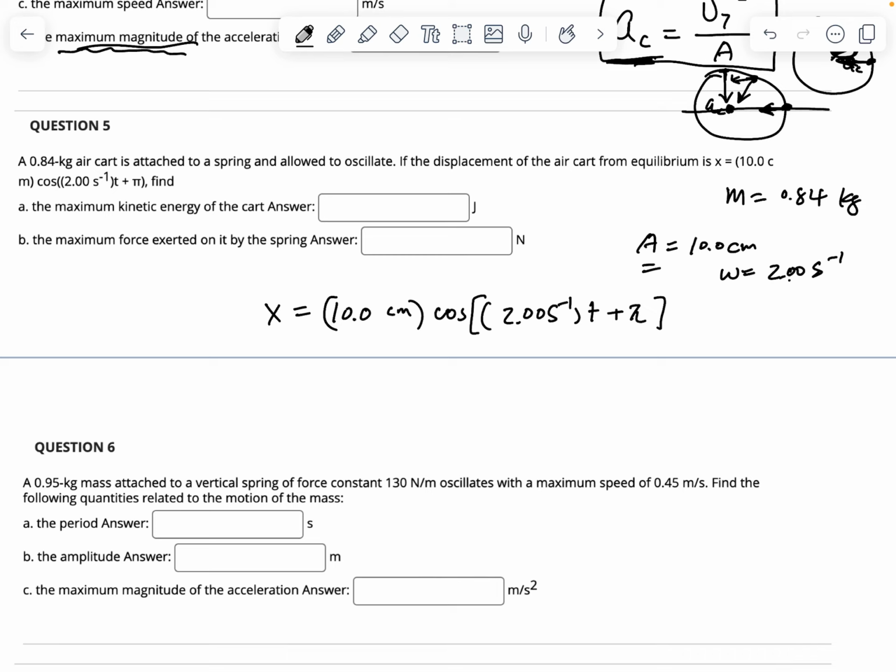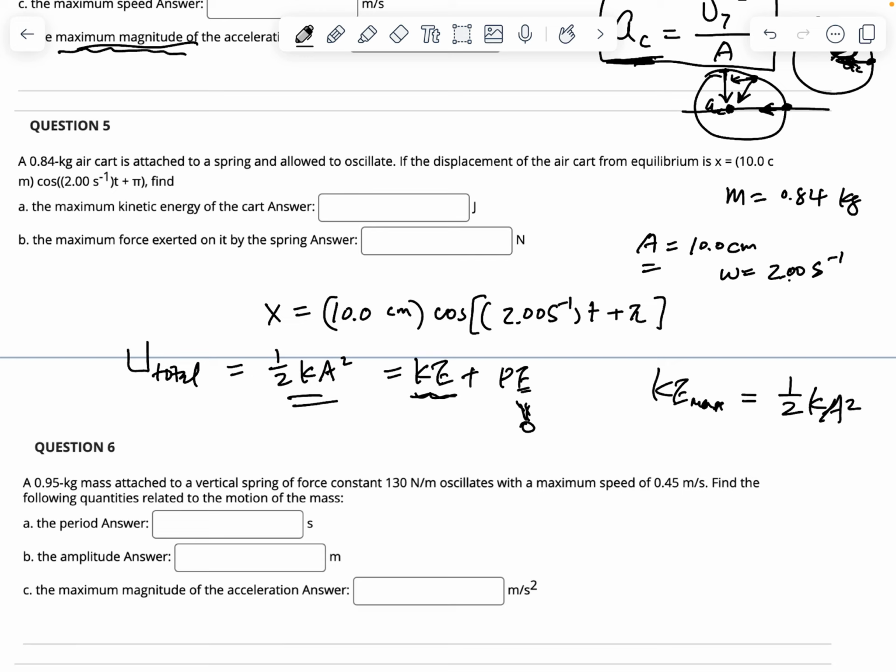So this is A. We learned the energy: at any given moment, the total energy equals 1/2 K A squared. This is your kinetic plus potential. And when do you have the maximum kinetic energy? When the potential energy is 0. So the maximum kinetic energy is the total energy.